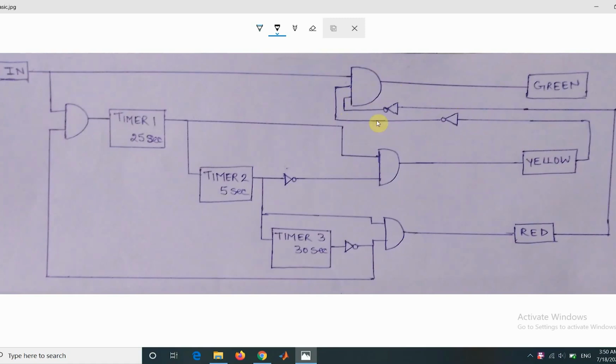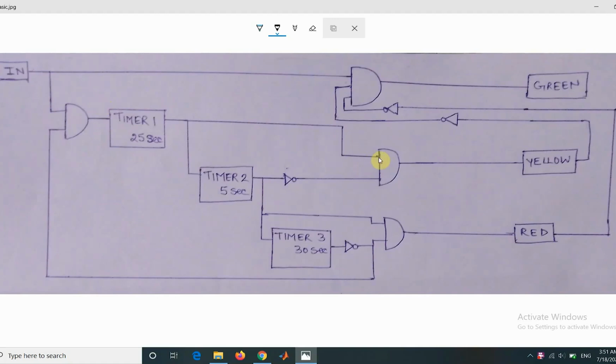The purpose of putting these two NOT gates here is to ensure that if either the yellow or red light is on, then green light should remain off. Now three timers are being taken here of 25, 5 and 30 seconds. All the three timers are on delay timers, and the property of an on delay timer is that logic 1 at the input will appear at the output only after the preset time has elapsed.